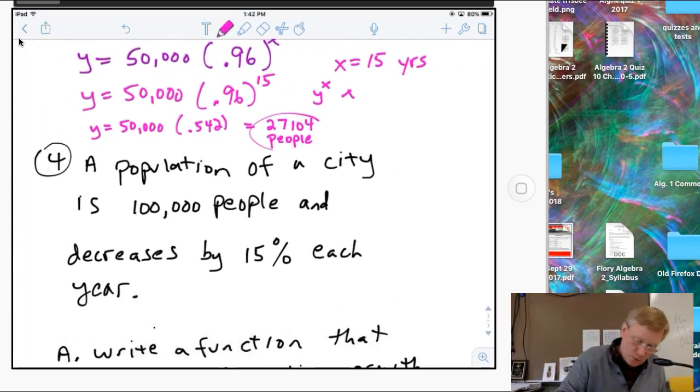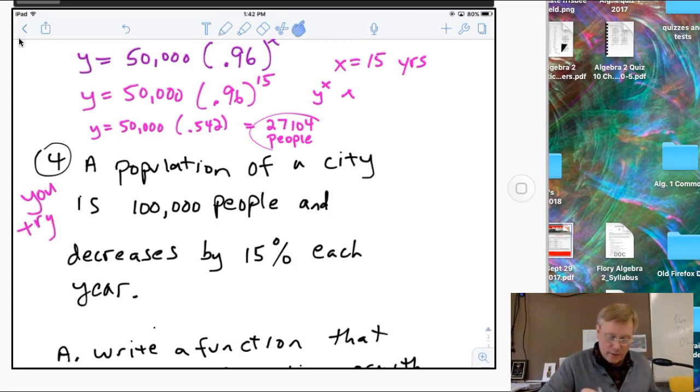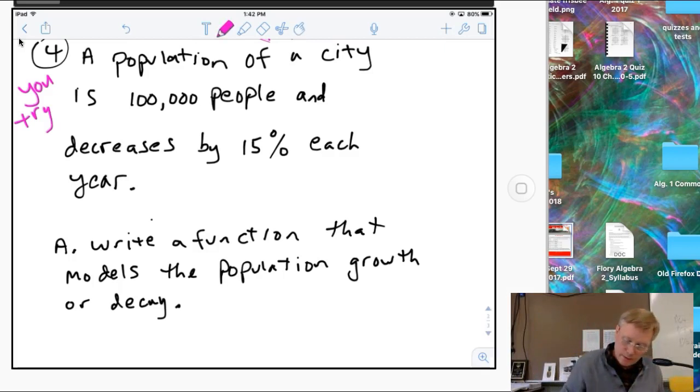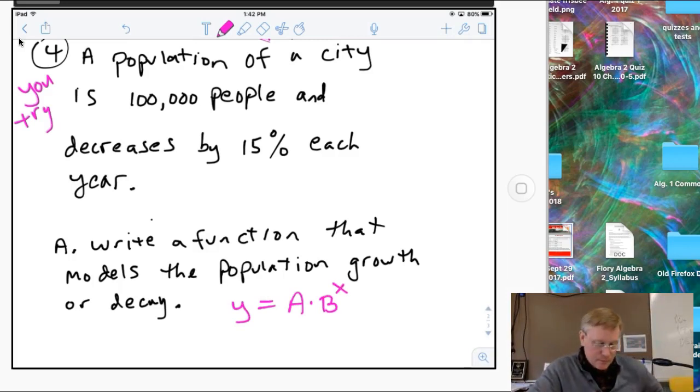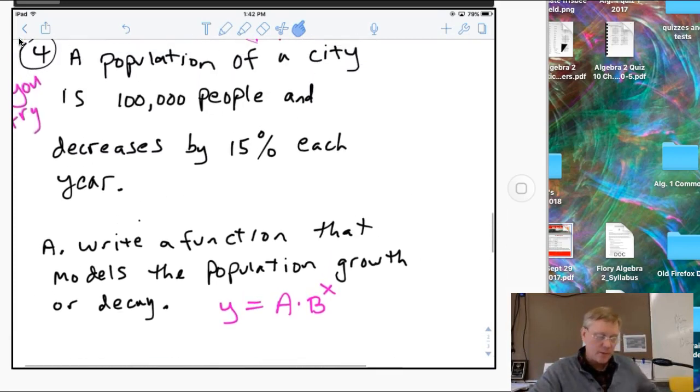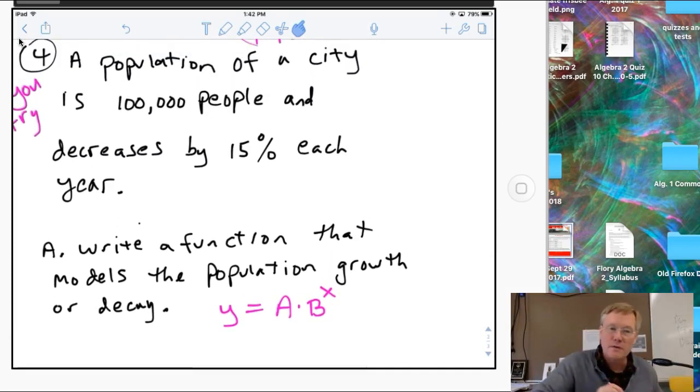This one is going to be a U try. Same kind of thing. Population of a city is 100,000 people, and it decreases by 15% each year. A, write a function that models the population growth or decay. So that's your equation, the y equals a times b to the x, except fill in the numbers. And then part B is how many people will be left there after 8 years. Okay, so hit pause, solve that out, and then come back.